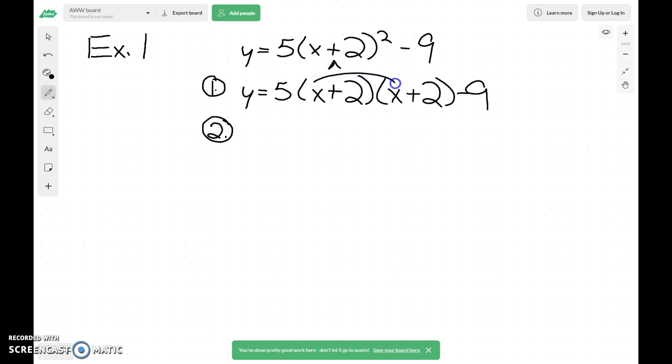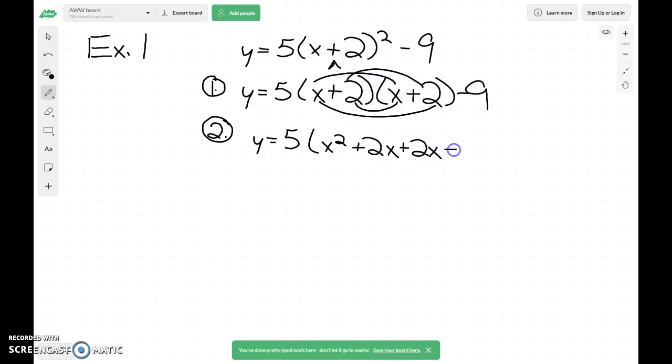So here we're going to say x times x, which is going to be x squared. Then we're going to do x times 2, which is going to be 2x. And then 2 times x, which is 2x. And then 2 times 2, which is 4. And then we have our minus 9 on the end.